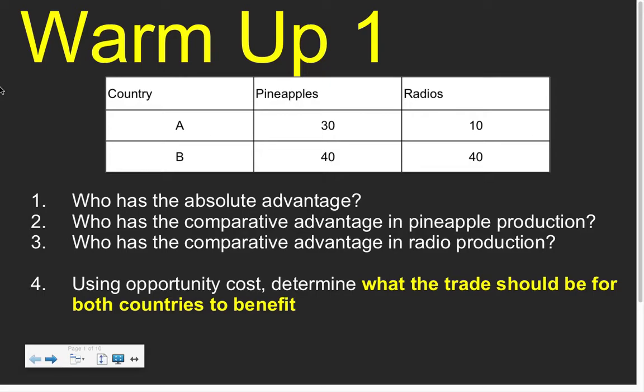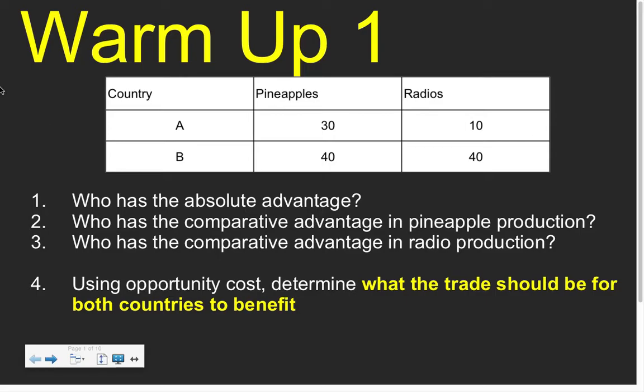Now, if we're looking at a PPC curve, remember that's where we would look to see their possibilities in terms of what they can make. It would be technically bowed out. In this case, we're just looking at a straight line. 30 pineapples or 10 radios. How much would each one cost?